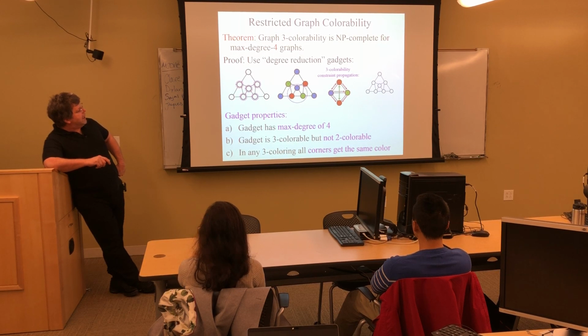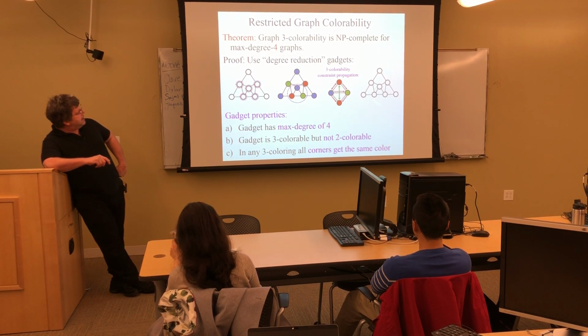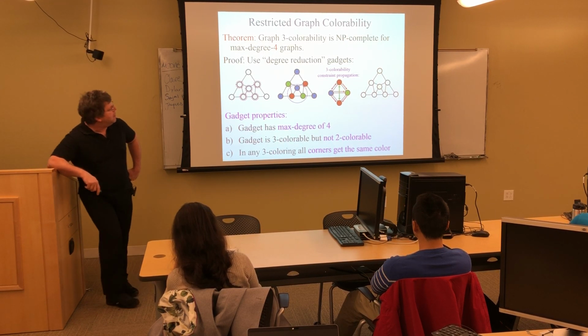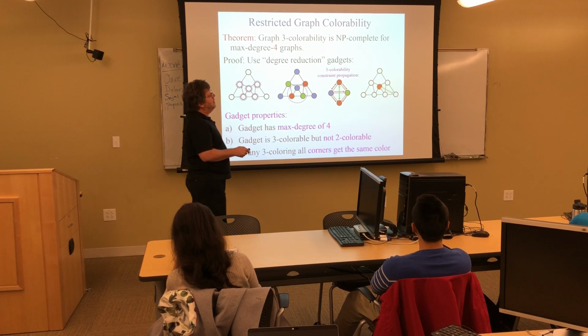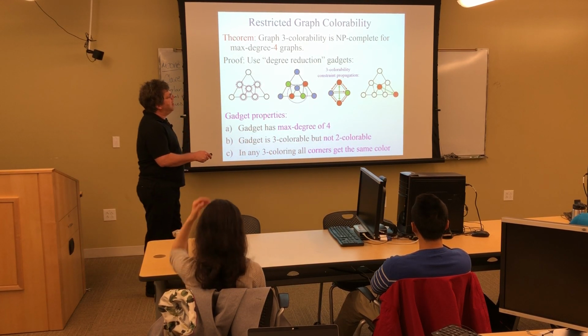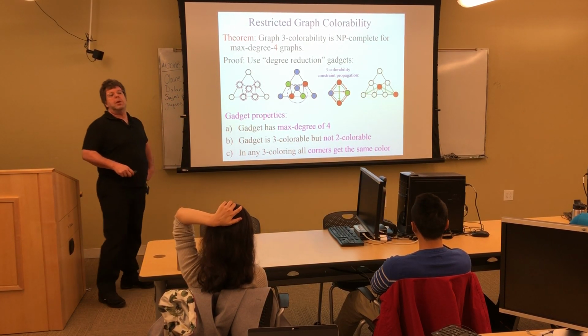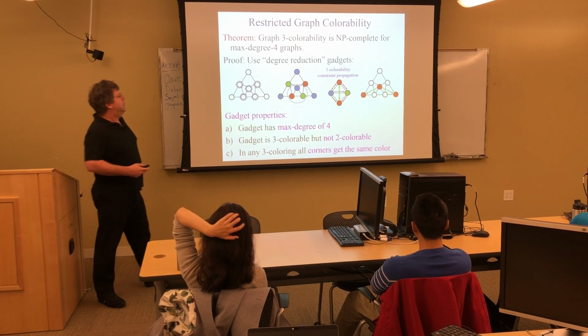All right, here comes the gadget. We're going to use this lemma to show that all three corners in this gadget must have the same color. So this middle color, it doesn't matter what color you assign, right? You can assign whatever color you want to this middle node. Call it red. If you assign blue, that's fine.